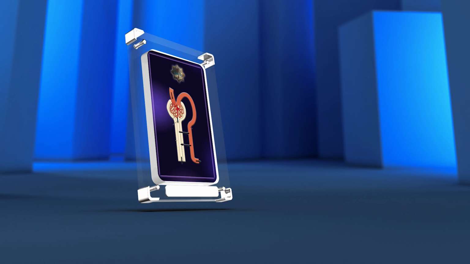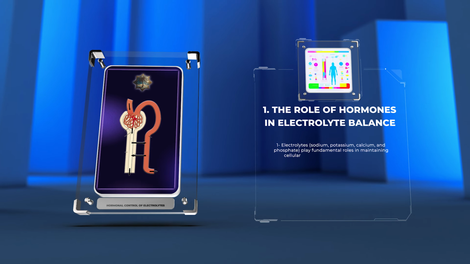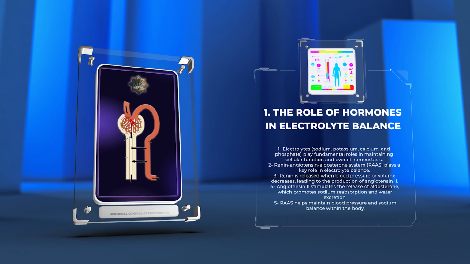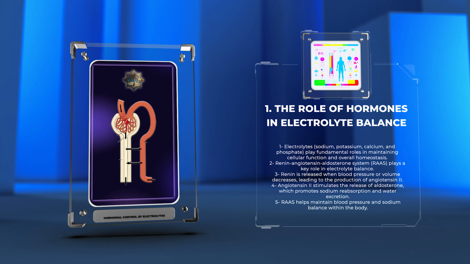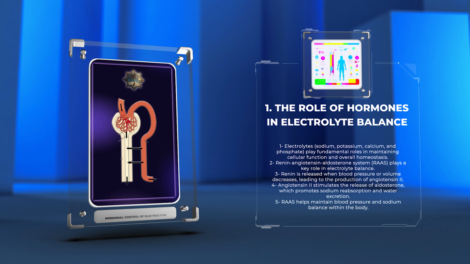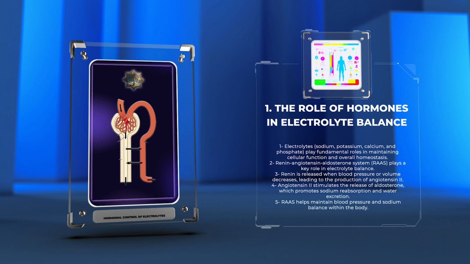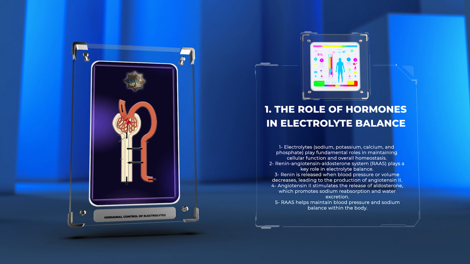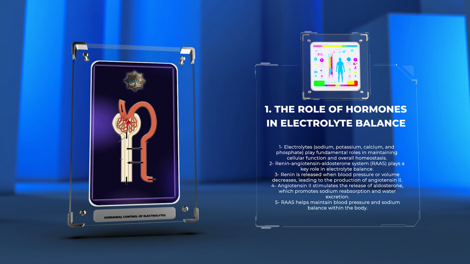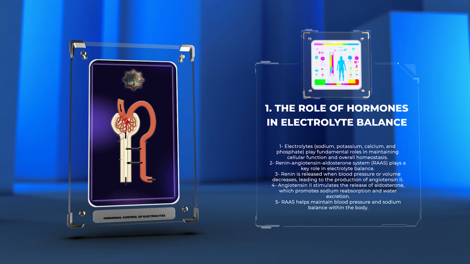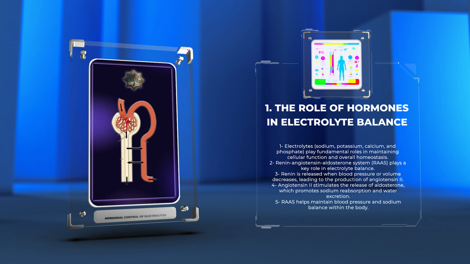Electrolytes, such as sodium, potassium, calcium, and phosphate, play fundamental roles in maintaining cellular function and overall homeostasis. The exquisite control of electrolyte balance is achieved through the orchestration of hormone release, feedback mechanisms, and their interactions with various organ systems. One of the key hormonal systems involved in electrolyte balance is the Renal Angiotensin-Aldosterone system, RAAS.